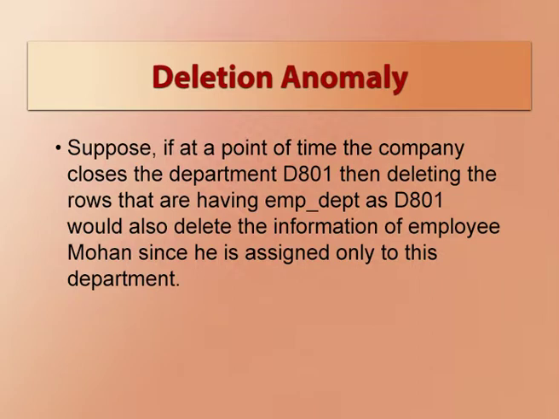So how to do it? Let us see in the slides. Let us see the deletion anomaly. Suppose at a point of time the company closes the department D801, then deleting that row obviously deletes the employee also. Suppose we identify that particular row in employee department and want to delete it, then obviously the name Mohan stored against it will also be deleted. So this kind of anomaly is called the deletion anomaly.